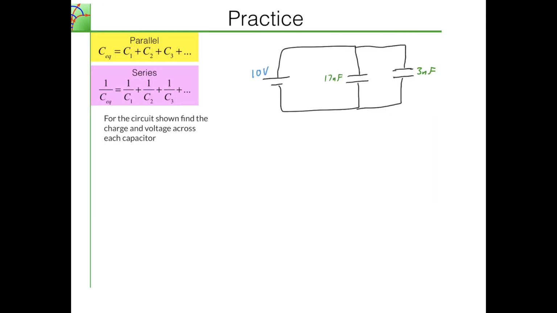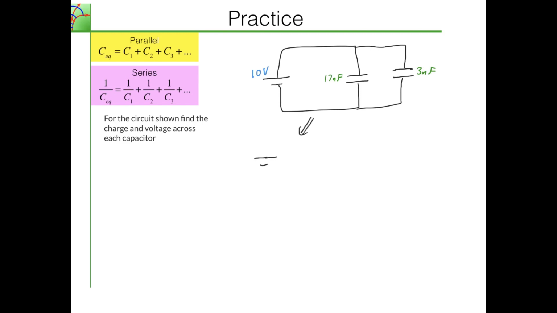So I'd like to do an example problem. Here we have a circuit. It's a 10-volt battery attached to two capacitors that are in parallel with each other. And the question asks, for the circuit shown, find the charge and voltage across each capacitor. So we want to find out how much charge is on each capacitor and what is the voltage across each capacitor. Now the way to do this, or one way to do this, there are other ways, but one way is to first reduce it to an equivalent circuit.